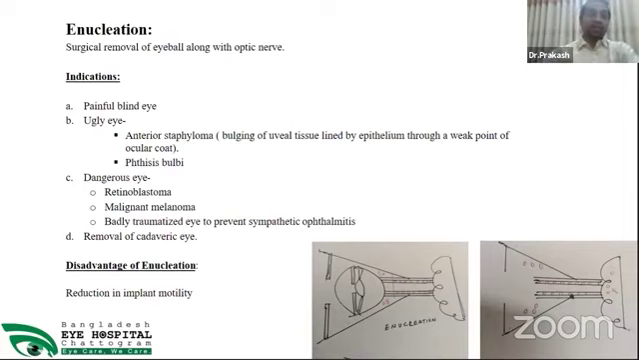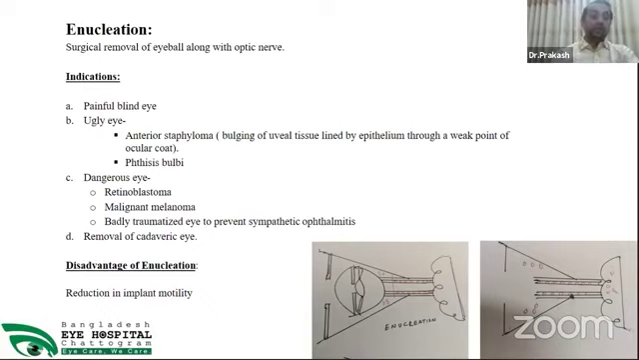So the way that you can justify that is loss of light perception, that is called blind. And ugly eye, anterior staphyloma, is the bulging of the uveal tissue lined by epithelium through a weak point of the ocular pole. And phthisis bulbi, what is phthisis bulbi? There are 4 S's. The eyeball will be soft, shrunken, small, and sightless. Sightless means there will be no perception of light.